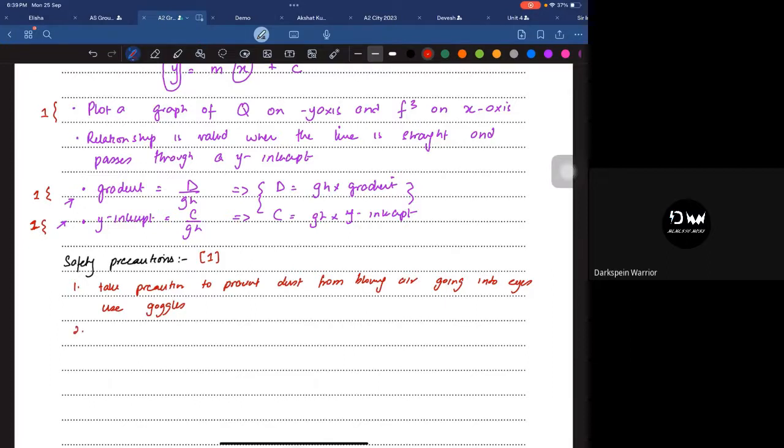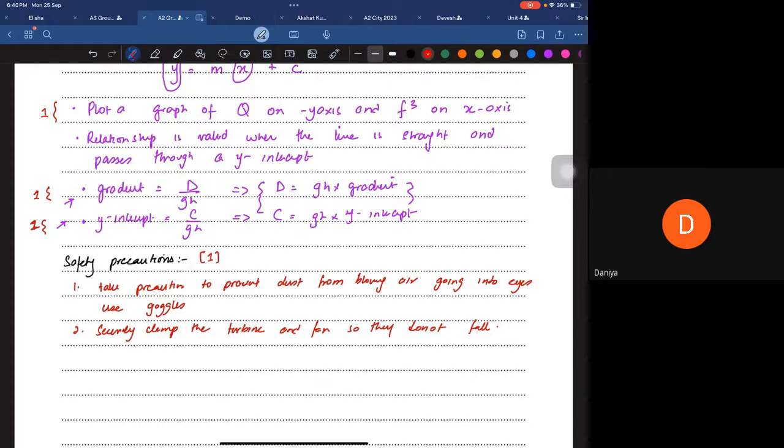Alternatively, you can also say that because they're moving parts, and there's a lot of air pressure on the turbine, securely clamp the turbine and fan so they do not fall. Is it clear? Yes.